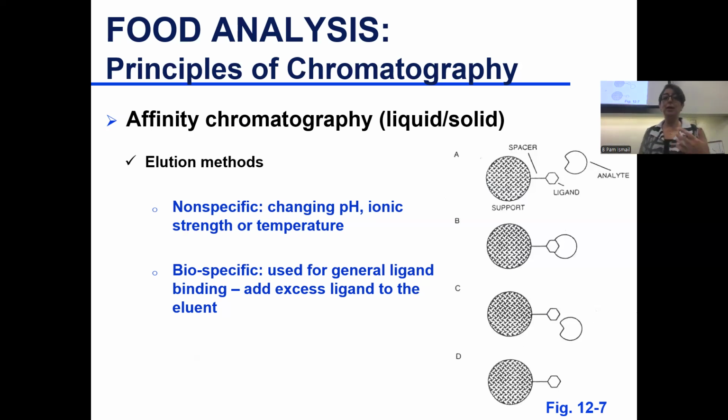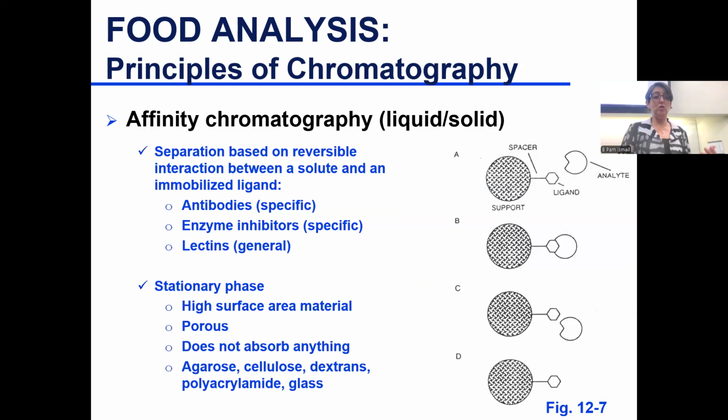So if you have lectins, like general lectins, you can add lectins to the mobile phase, or you can add antibodies to the mobile phase, or any specific ligand in the mobile phase that is similar to what you have on the column, so the analytes will interact with what's in the mobile phase and leave. So there will be competition.